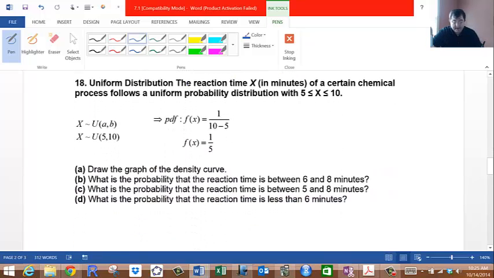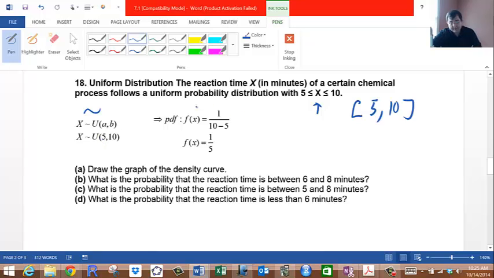It's number 18. Uniform distribution, okay? The reaction times of a certain chemical process follow a uniform distribution from 5 to 10. So time, x, in minutes, is from 5, a, to 10, b. We'll say x follows, and this just means follows, uniform from a to b, so a is 5, b is 10.